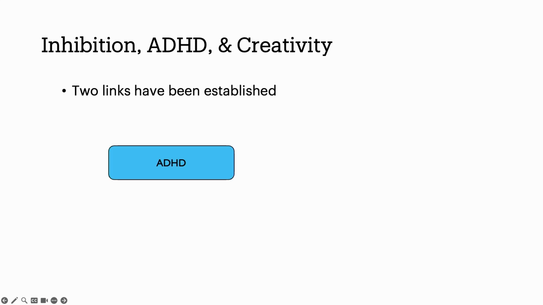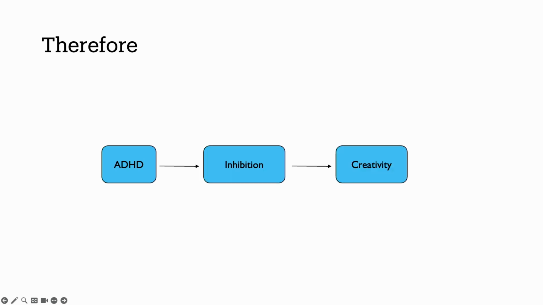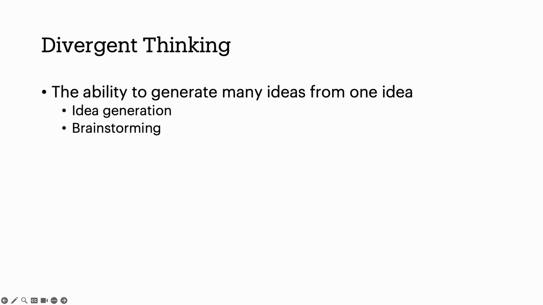So we already knew one thing, which is that ADHD is associated with poor inhibitory control. We also knew before we did our research that inhibition is related to creativity. So people with poor inhibition actually exhibit greater creativity, at least on divergent thinking measures. So therefore, all we did in our study was kind of draw both sets of these links at once.